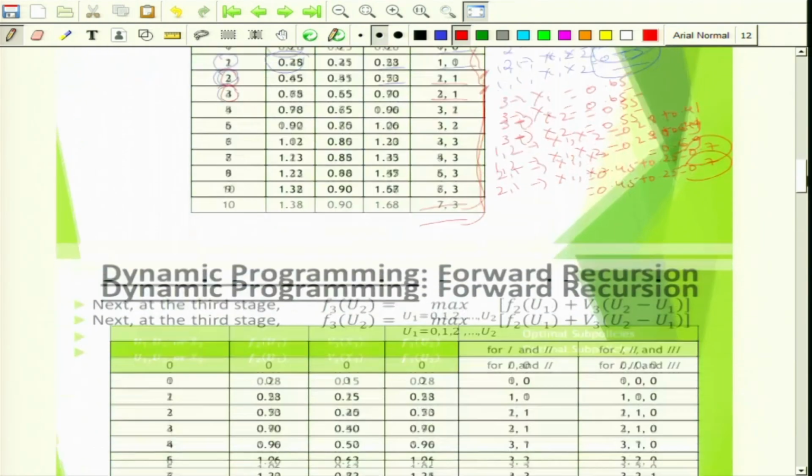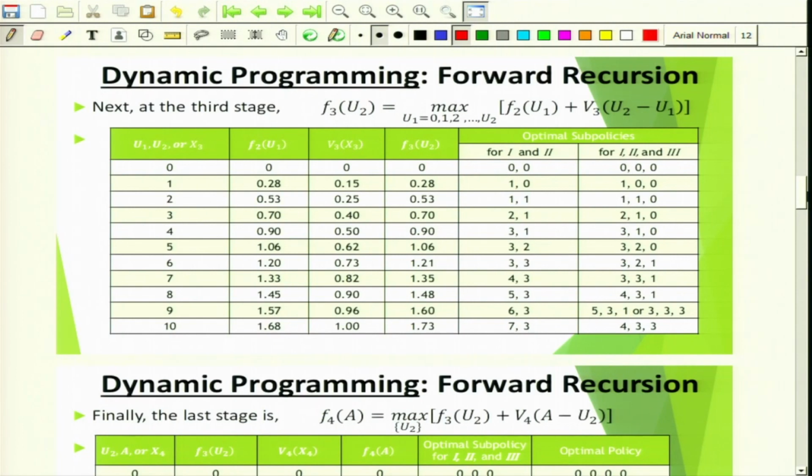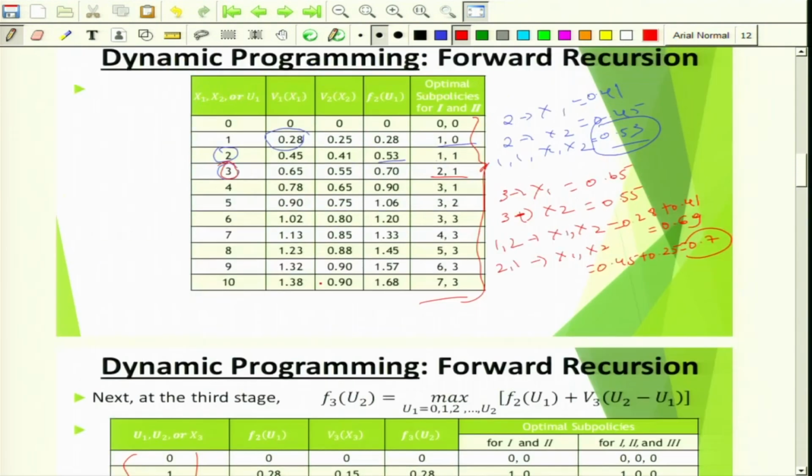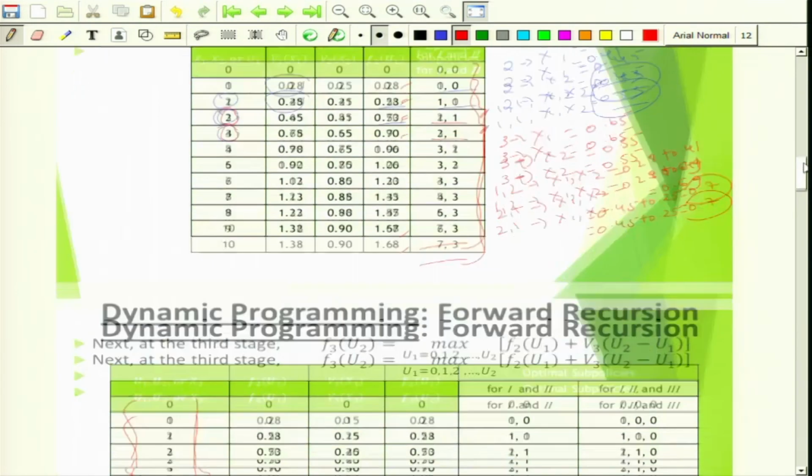Now moving forward, let's move on to the next stage. Again you have this investment range 0 to 10, and from the previous stage you have already got the optimal maximum profit. That is 0.28, 0.53, 0.7 up to 1.68. This is the maximum profit that you could get by just investing in x1 and x2. You just carry this table as it is.